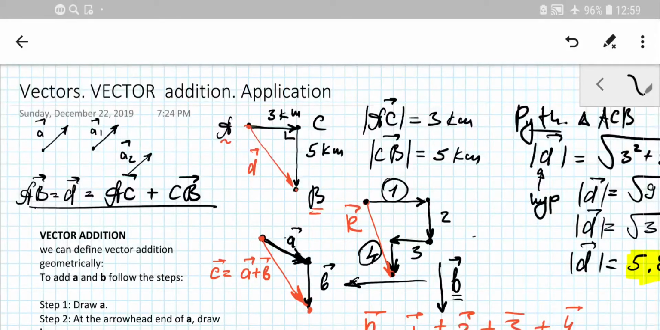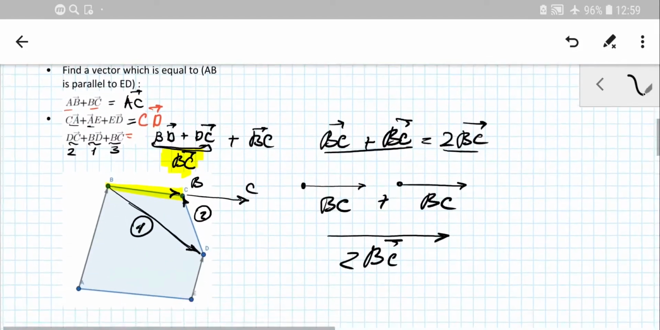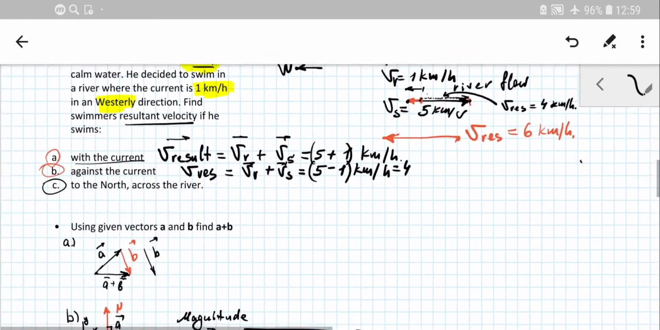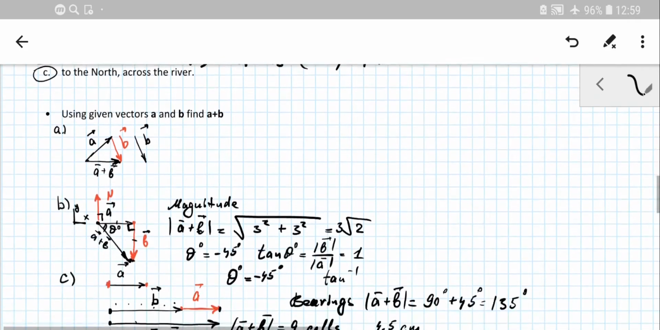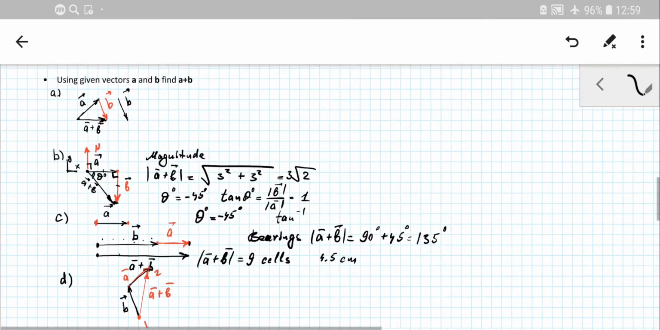Hello guys, we keep doing vectors and vector addition, and here are applications. We considered several problems mostly connected with geometry. However, we also discussed the problem when someone is swimming or running, and on top of that there is a strong wind or a river flow, and we are trying to find the resultant speed or resultant displacement. So we also covered the simple triangle rule to find the resultant vector for two vectors.